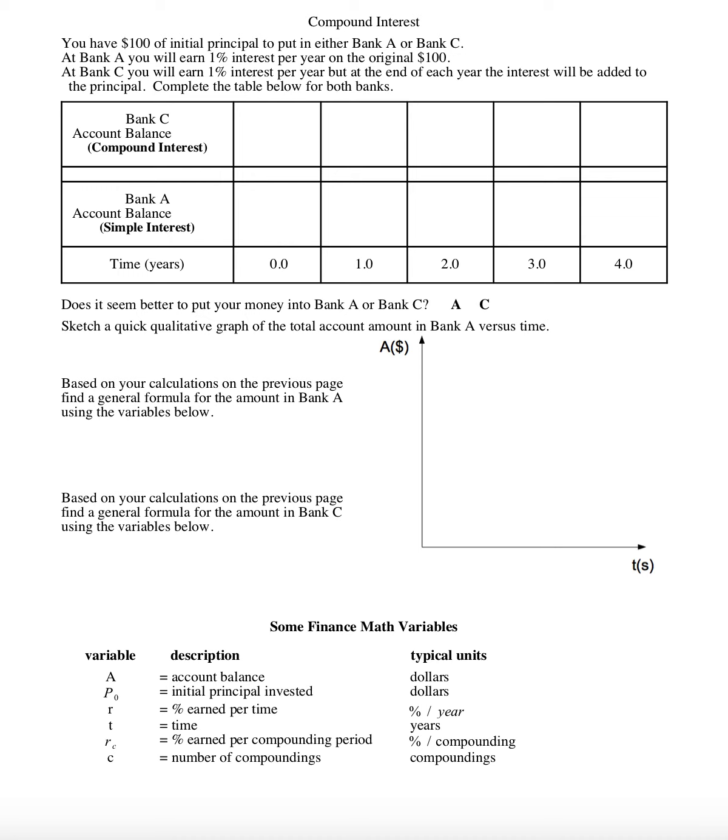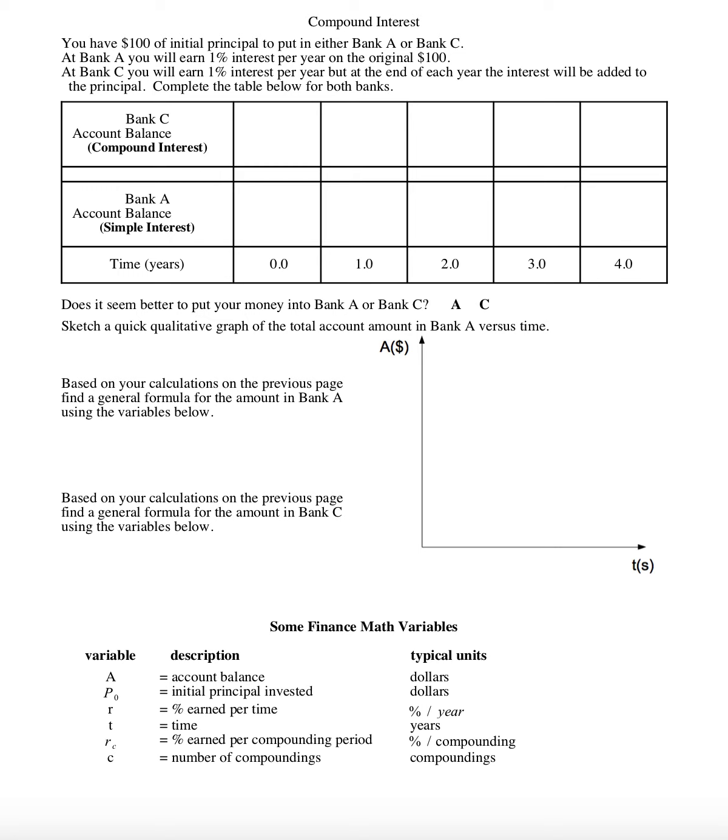We've already looked at the mathematics of simple interest. Now we want to examine compound interest, which is the way that interest is calculated in many real-world situations. Let's say you have $100 of principal to put in either Bank A or Bank C. For Bank A, you'll earn 1% interest per year that's calculated on the original principal of $100.